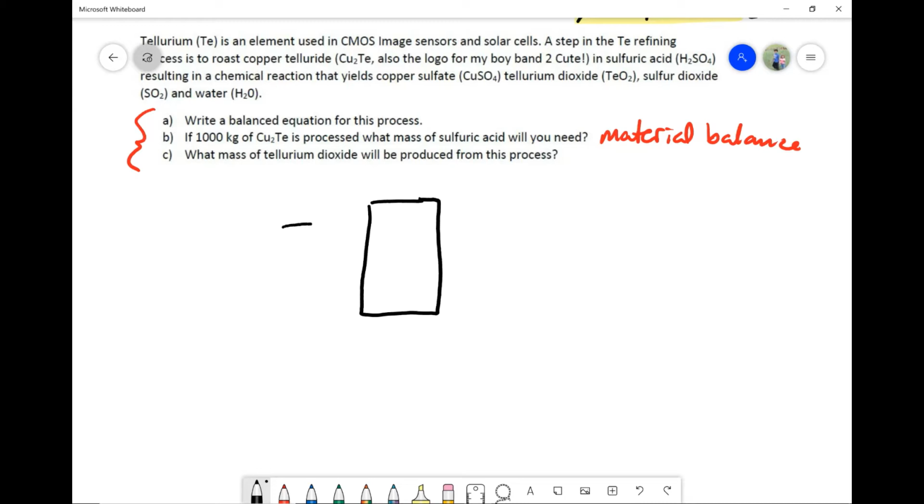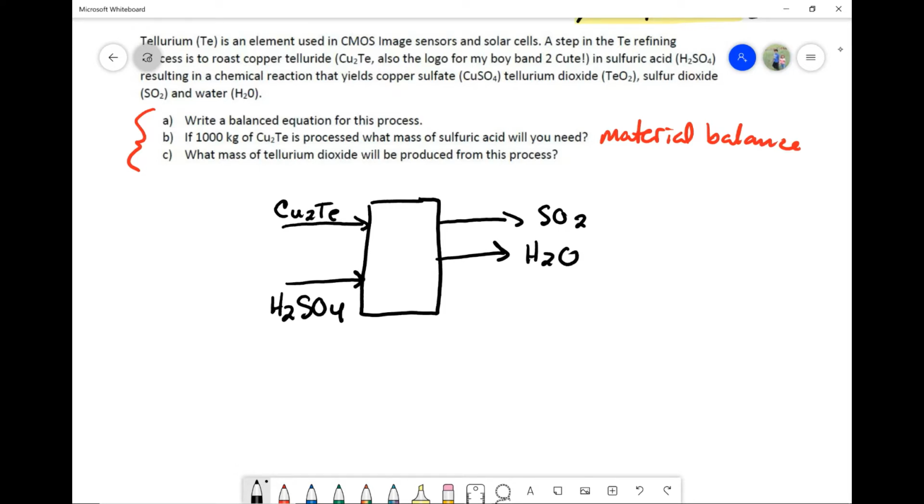Our input is going to be copper telluride, Cu2Te, which I actually think is just referred to as telluride, and that's what Telluride, Colorado is named for. And H2SO4. Our output is going to be SO2, H2O, and tellurium dioxide, which will then go to some other refining plant to be further refined into pure tellurium.